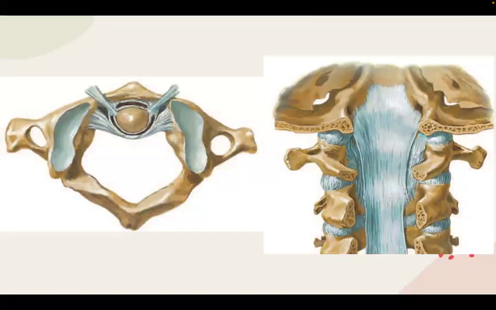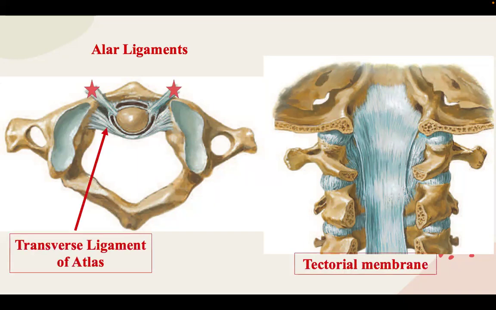So, what normally holds the dens in place? These are the alar ligament and the transverse ligament of the atlas, and another one is the tectorial membrane, which is the continuation of the posterior longitudinal ligament.